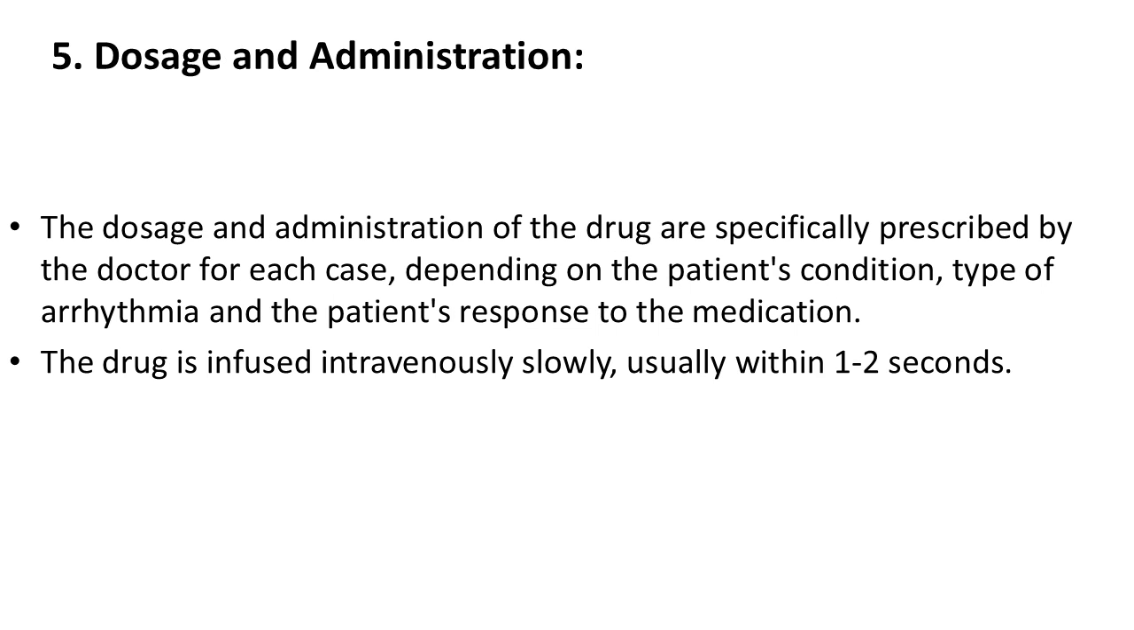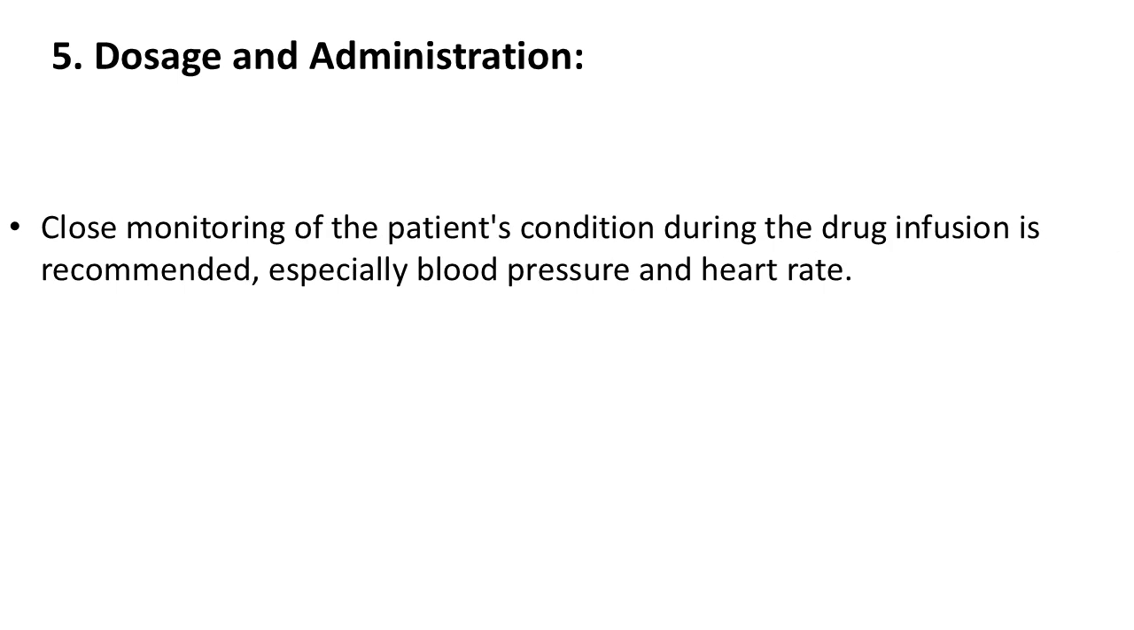5. Dosage and administration. The dosage and administration of the drug are specifically prescribed by the doctor for each case, depending on the patient's condition, type of arrhythmia and the patient's response to the medication. The drug is infused intravenously slowly, usually within 12 seconds. Close monitoring of the patient's condition during the drug infusion is recommended, especially blood pressure and heart rate.